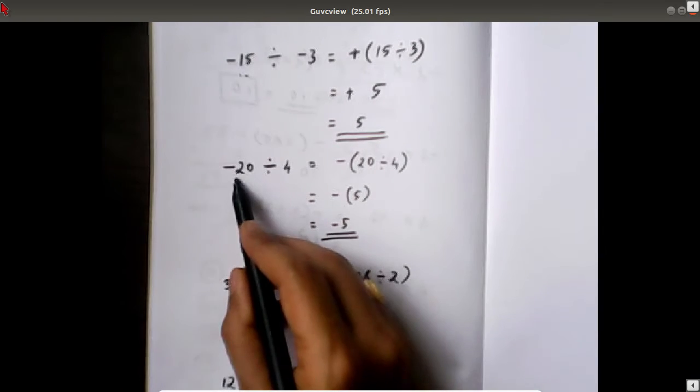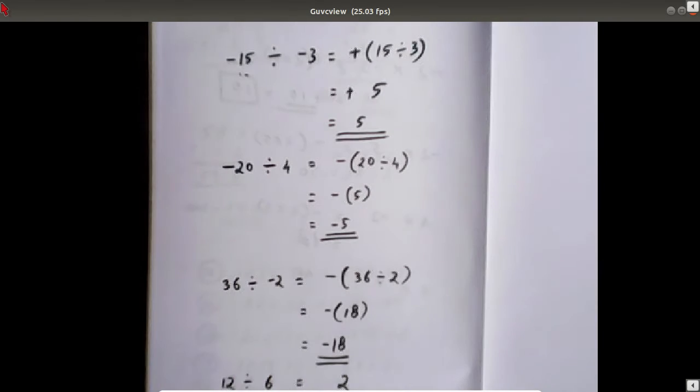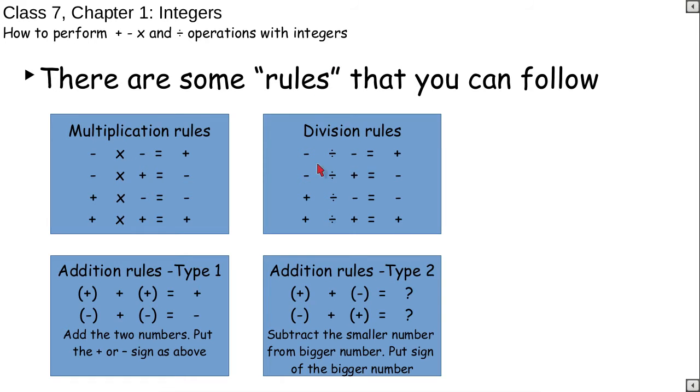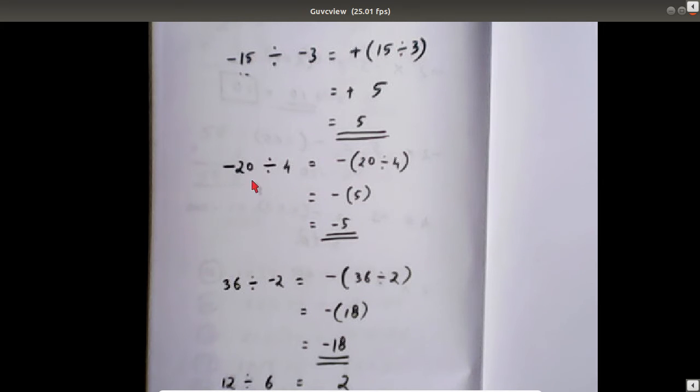Now let's divide a negative number with a positive number. And if you look at our rules, the rules are like this. A negative number divided by a positive number will give us a negative number. So minus 20 divided by 4 is equal to minus 20, and in the brackets we have 20 divided by 4. 20 divided by 4 is 5. So the answer is minus 5.